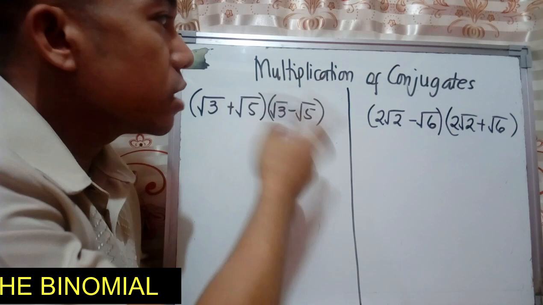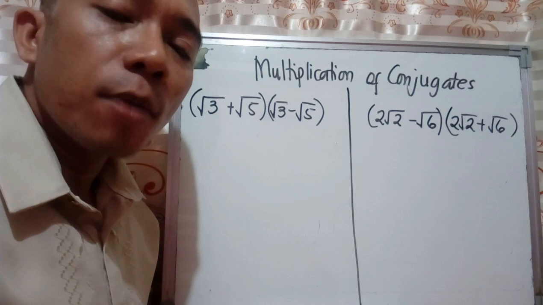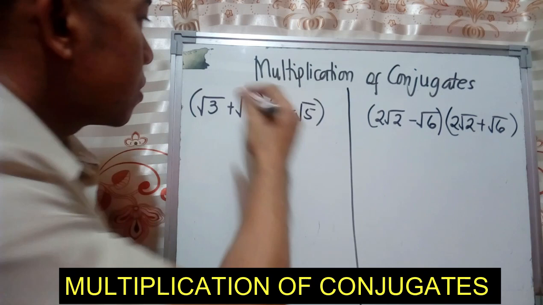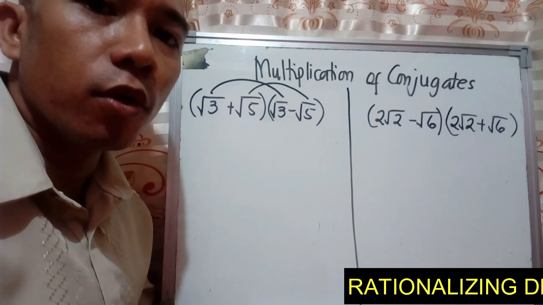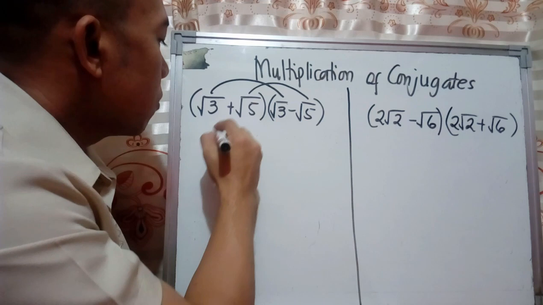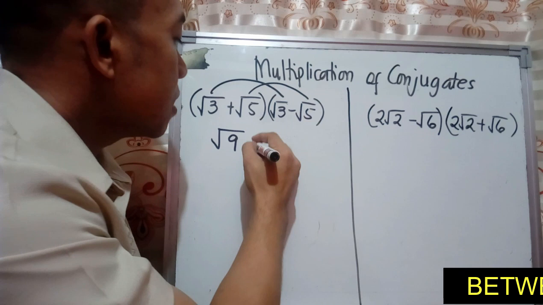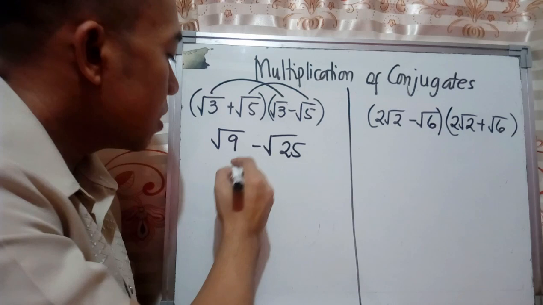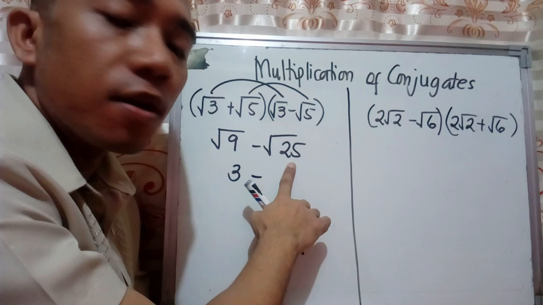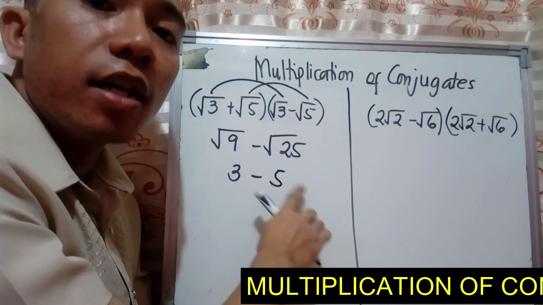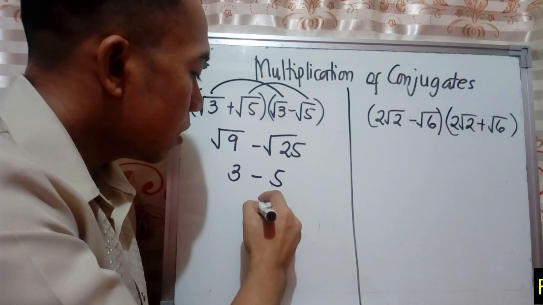Okay, so how do we multiply conjugates? We just use, from the FOIL, the first and the last. So this will be our first, and this will be our last. So how do we multiply? Square root of 3 times square root of 3 is square root of 9. Then square root of 5 times negative square root of 5 is negative square root of 25. But what is the square root of 9? This is a perfect square, which is 3, minus the square root of 25, which is another perfect square, so this is 5. So 3 minus 5, the product of these two conjugates is negative 2.